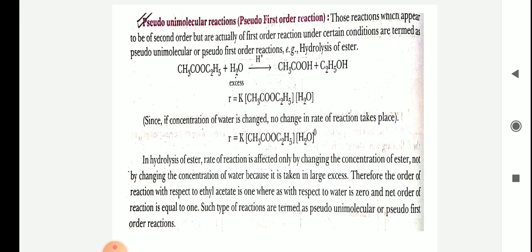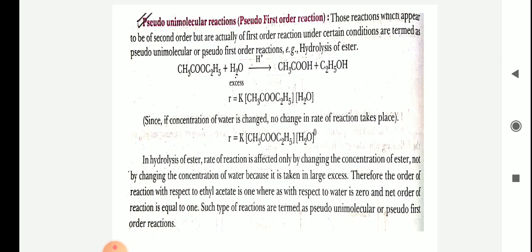Say for example, hydrolysis of ester. So we know the esterification reaction: when an acid and alcohol react, it forms an ester and water. This process is called esterification. The opposite of this, that is hydrolysis of ester to give you acid and alcohol, is hydrolysis of ester. So when you write out the rate equation, rate will be equal to K times the concentration of ester times the concentration of water.